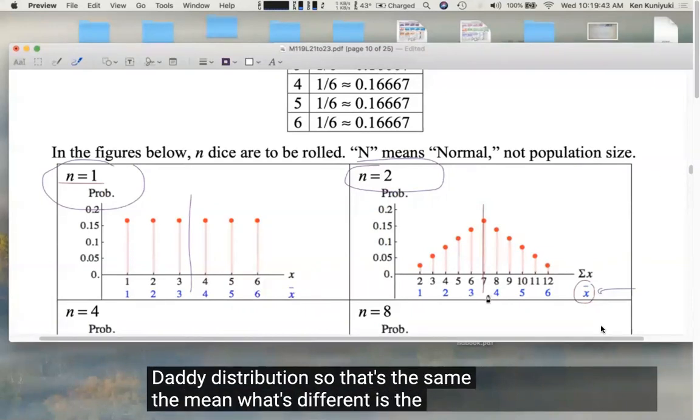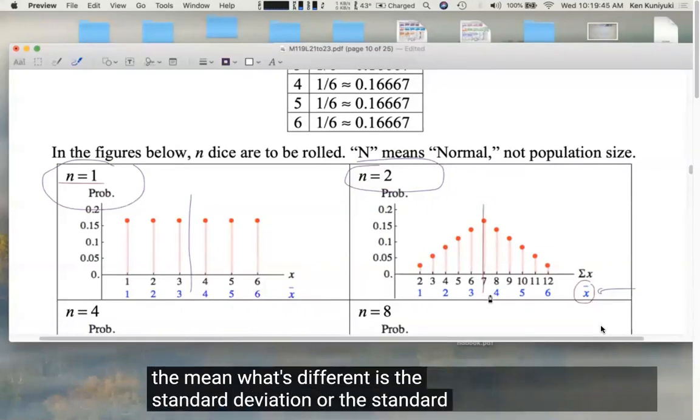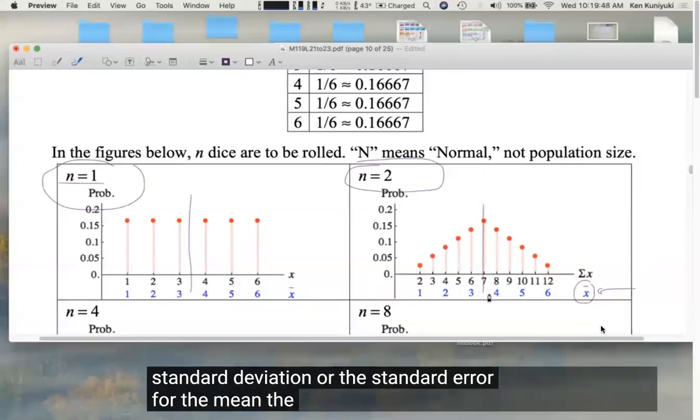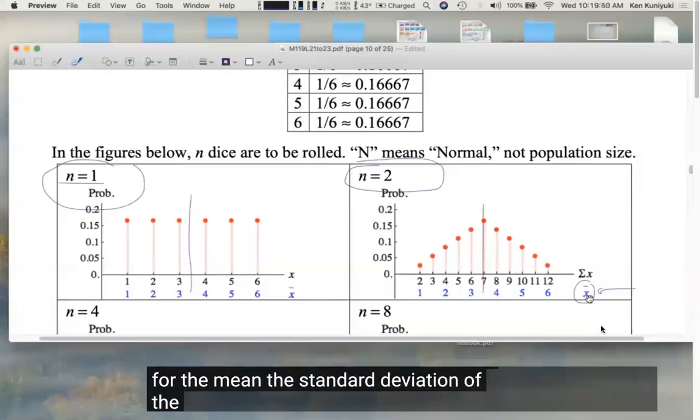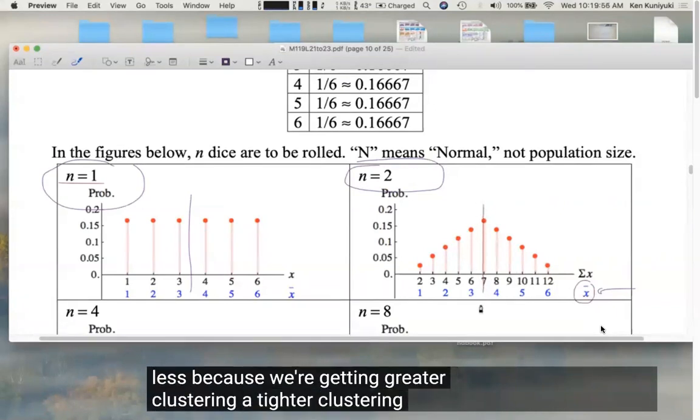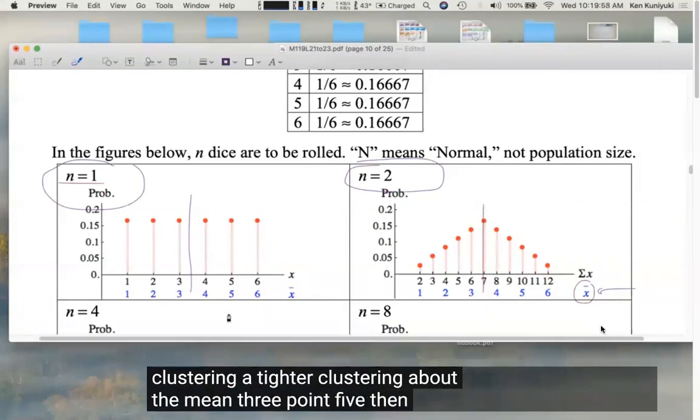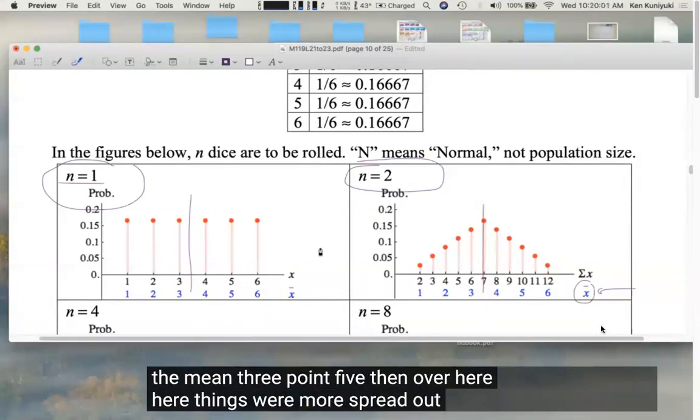What's different is the standard deviation, or the standard error for the mean. The standard deviation of the X bar distribution is going to be less because we're getting greater clustering, a tighter clustering about the mean 3.5 than over here. Here, things were more spread out.